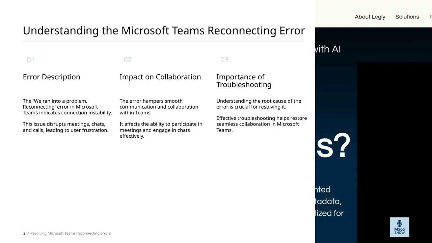So, the key takeaway here is that troubleshooting isn't just about fixing a glitch. It's about maintaining reliable communication and collaboration within your team. Recognizing how this error impacts your experience helps us emphasize the importance of proactive solutions and quick resolutions.